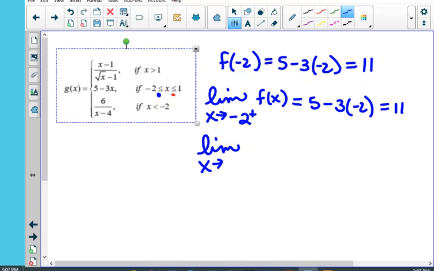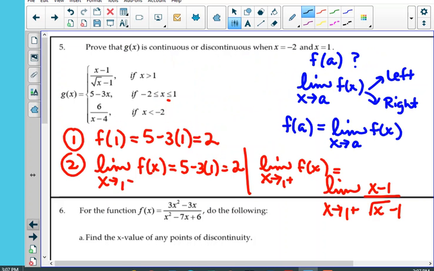The limit as x approaches -2 from the left of, oh my goodness, this whole time, why didn't you tell me? Because you're not live. These have to be g's. Oh, okay, these were g's.